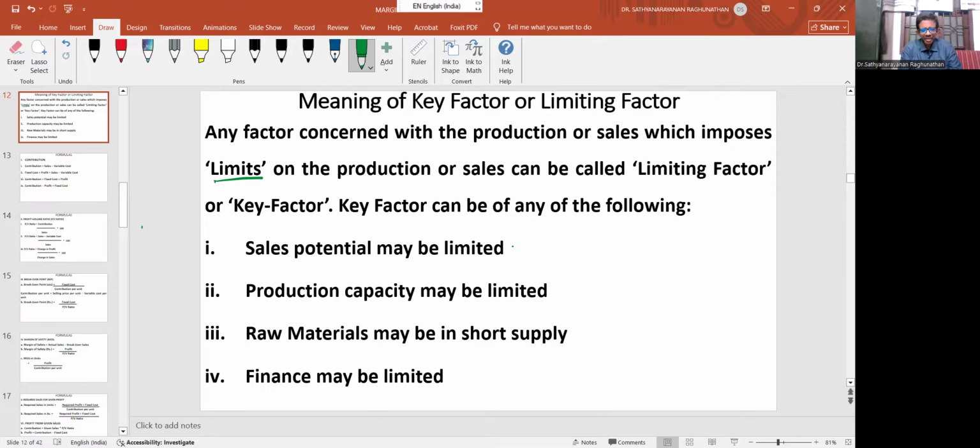Sales potentials may be limited. Why may the sales potentials be limited? If you are not creating the demand for the product, how can you push the product into the hands of the consumer? Sales potentials may be very limited. Here you have produced many products, and your products are ready for sale to the customers. But where are the salesmen? So you have to create the demand for the product.